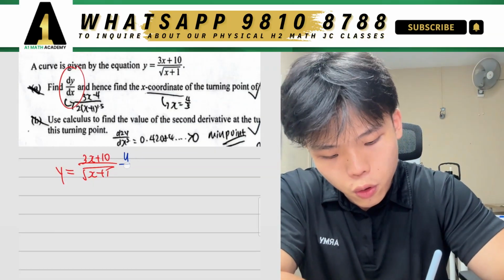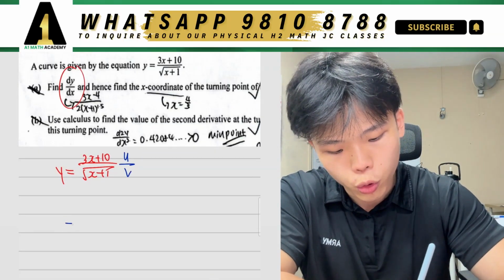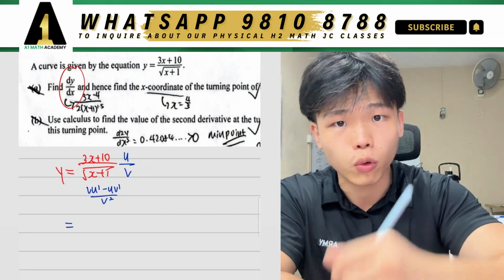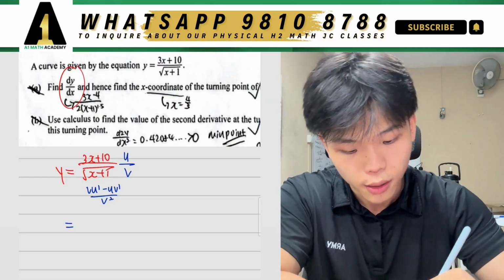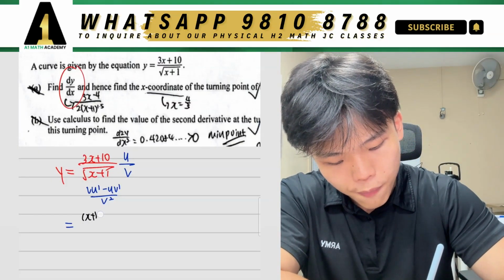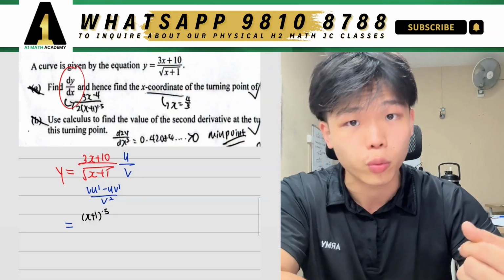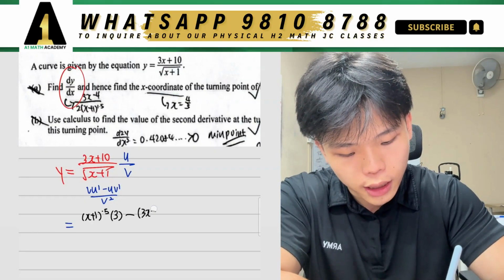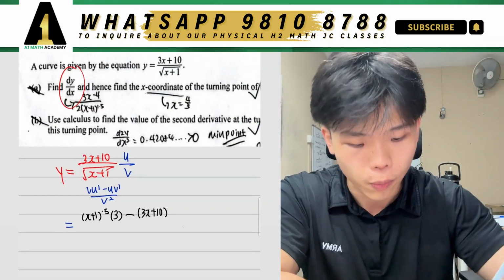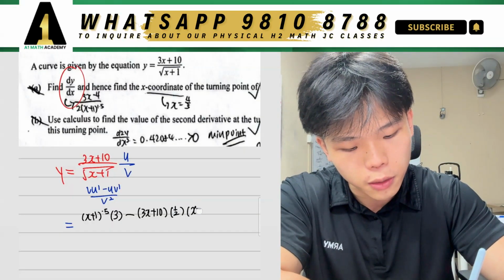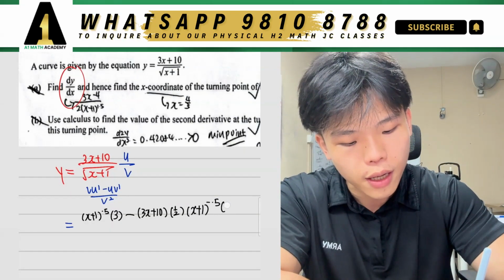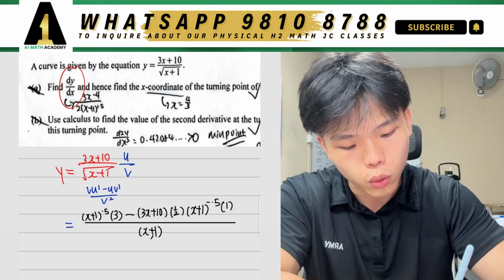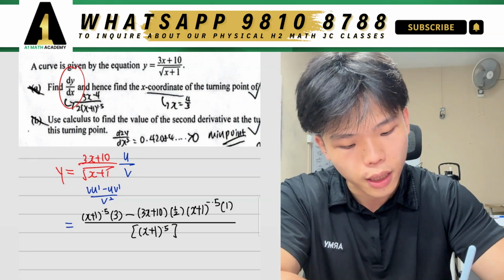So fundamentally, this is u over v, so we use our quotient law. We know it's vu prime minus uv prime over v squared. So all we got to do is to copy this pattern and just differentiate accordingly. So we'll have x plus 1 to the power of 0.5, so I'm just going to put a 0.5 over there, times the differentiated, which is 3, minus 3x plus 10, then I differentiate the denominator. So here I'll bring down half, here will be x plus 1 to the power of negative 0.5, and then I differentiate in one more time, and then the whole thing will be over x plus 1 to the power of 0.5, then over here I square it.